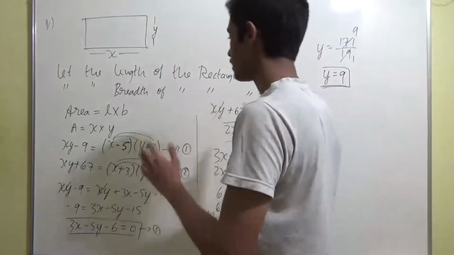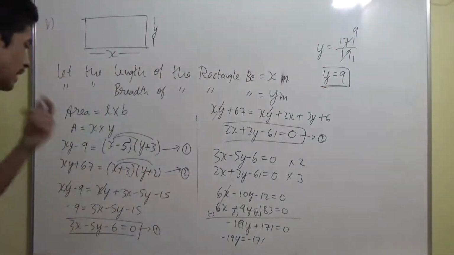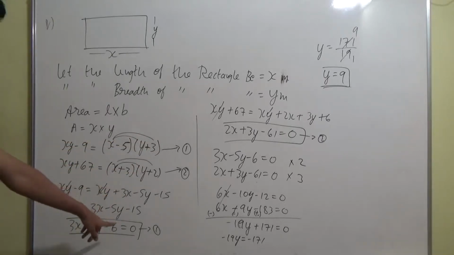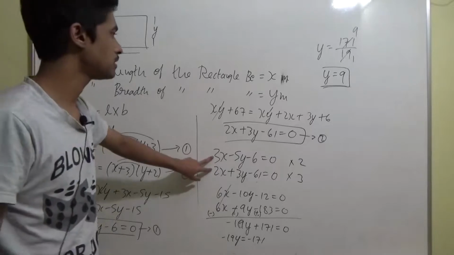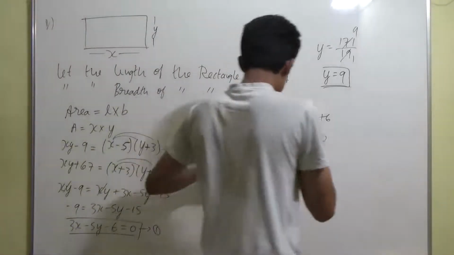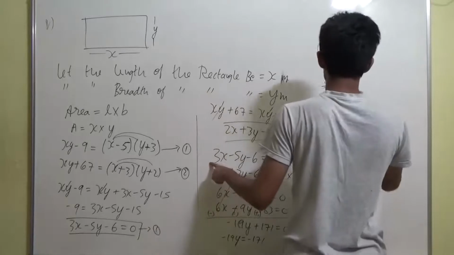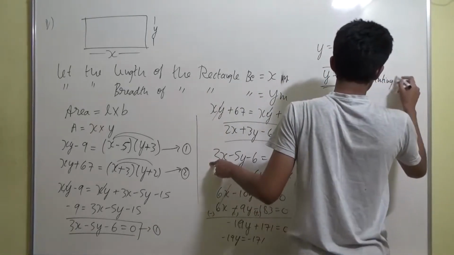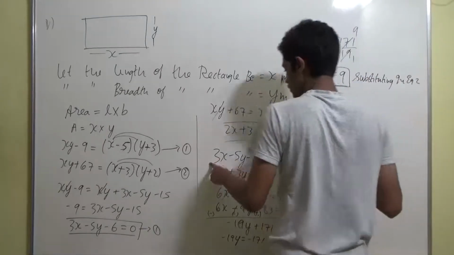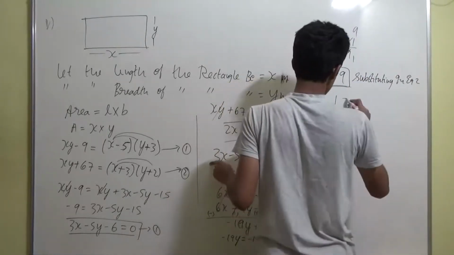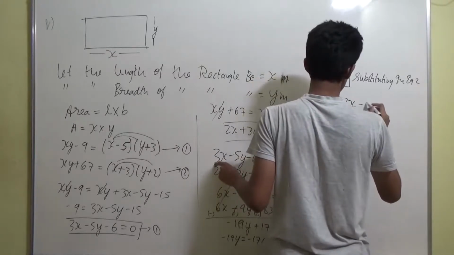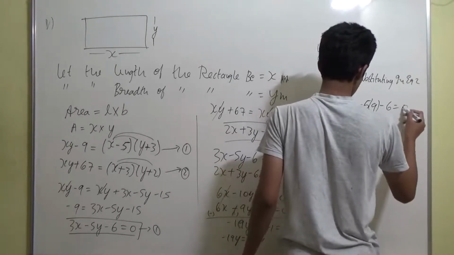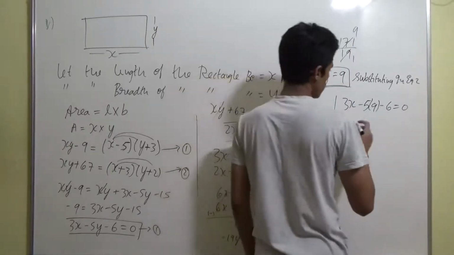Now we have to find the value of x. Let's substitute it in any of these two equations, guys. Any of equation 1 and 2. Let's substitute and find the value of x. I'll substitute in equation 2. That time it will become 3x minus 5 into y, which is 9, minus 6 equal to 0. Now if we solve this, we'll get the value of x as well.